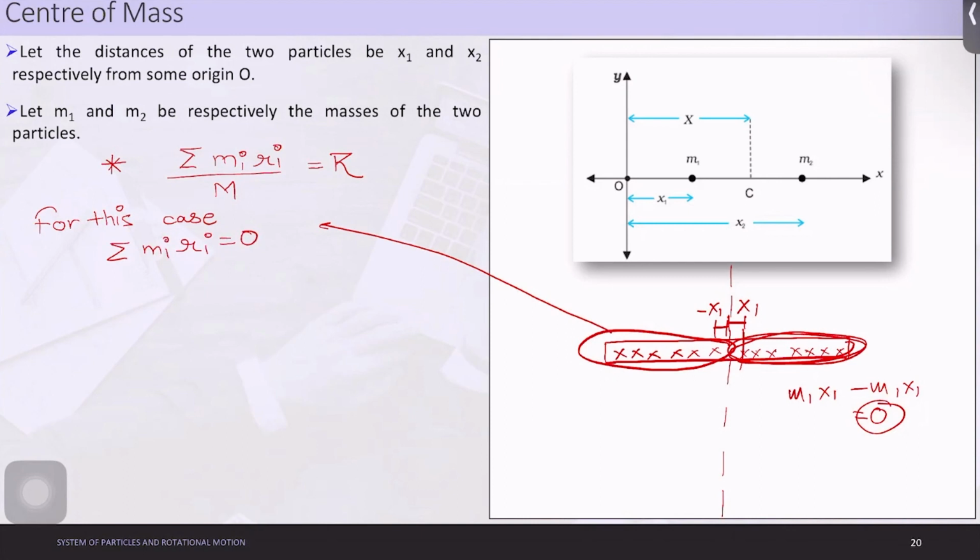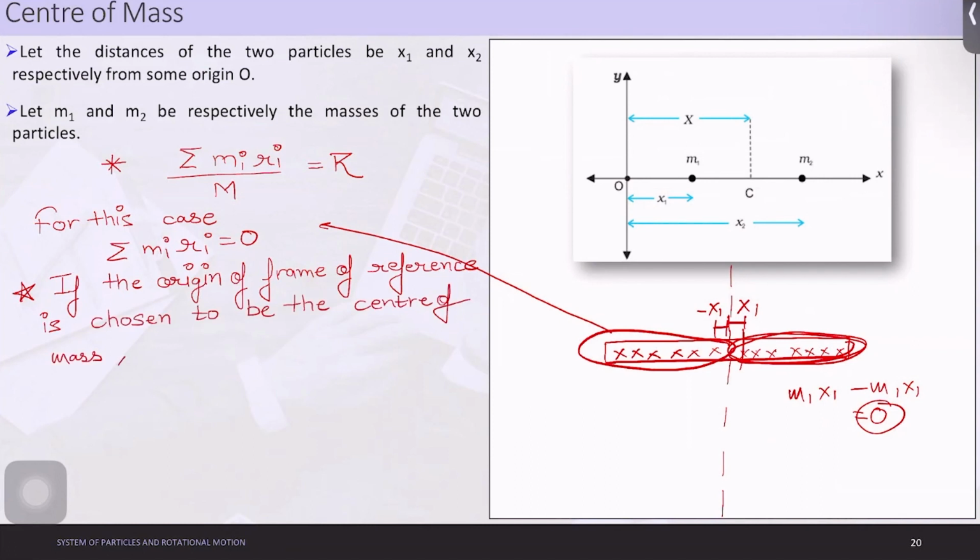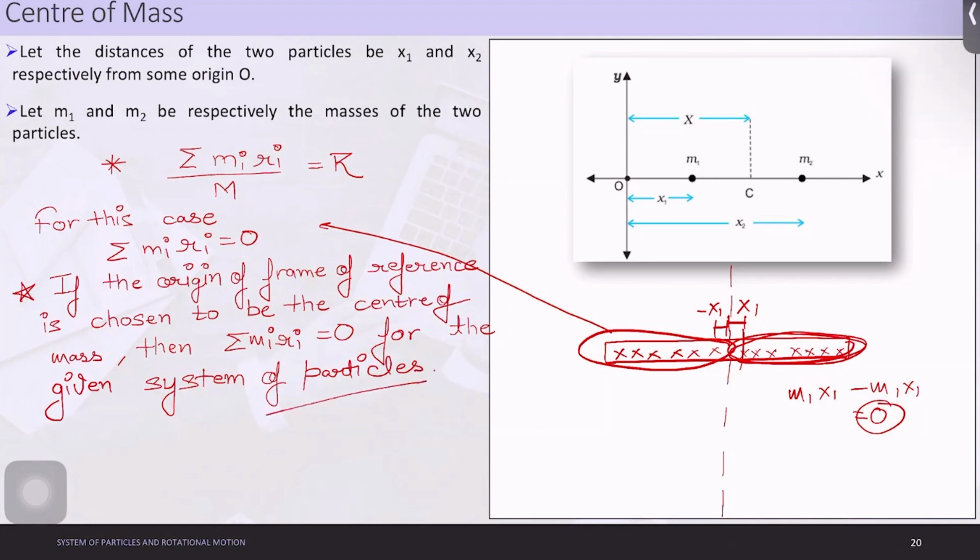Okay. So basically, if the origin of the frame of reference is chosen to be the center of mass, then summation MI RI is 0 for the given system of particles. Let me just write it here also, the thing which I just said. So if the origin of the frame of reference is chosen to be the center of mass, then summation MI RI will be equal to 0, right? For the given system of particles. Okay, so I hope this line is clear to you.